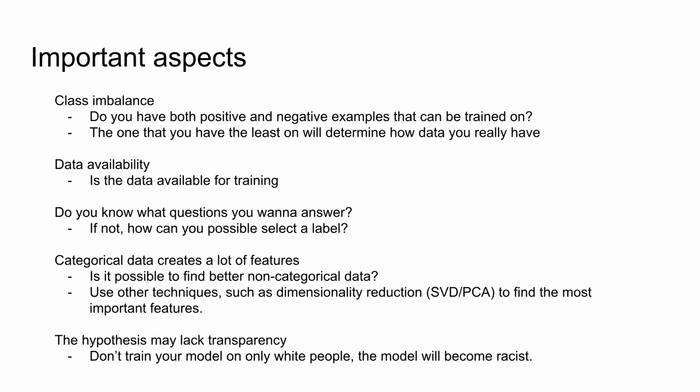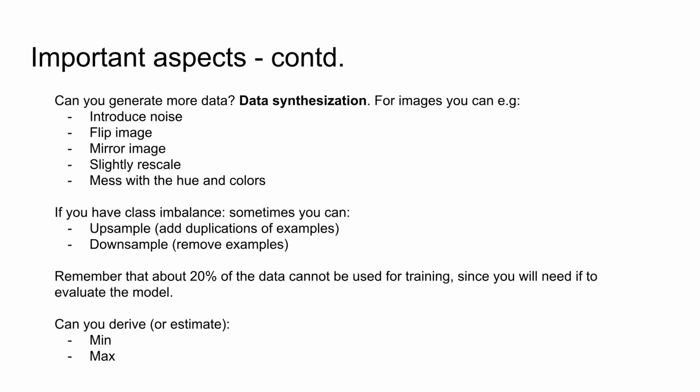I mean, the model doesn't think anything. It just does a statistical representation of the data. And if you only give it white people, it's gonna think that that is the definition of people. So think about that before you train it, so you don't run into stuff like that.